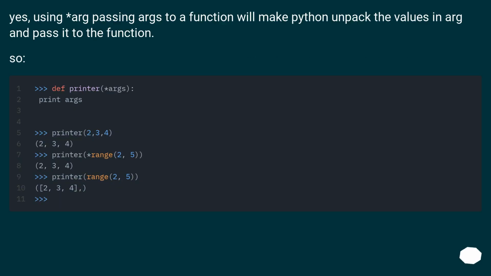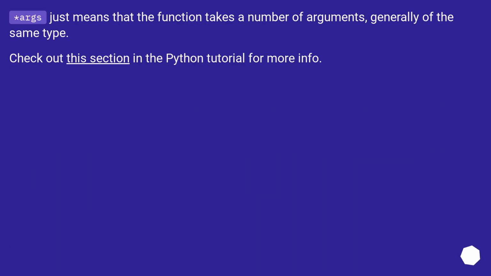Yes, using *args passing args to a function will make Python unpack the values in args and pass them to the function. So *args just means that the function takes a number of arguments, generally of the same type. Check out this section in the Python tutorial for more info.